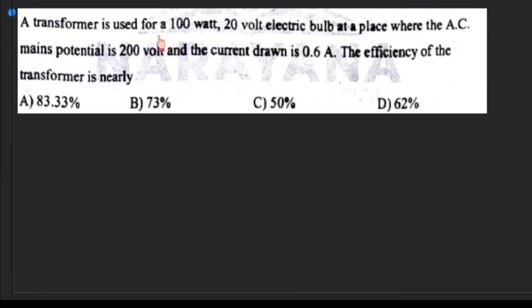Next one, this is a question from transformers. A transformer is used for a 100 watt 20 volt electric bulb at a place where the AC mains potential is 200 volt and the current drawn is 0.6 ampere. The efficiency of the transformer is nearly, right? So you know, efficiency of the transformer can be written as eta is equal to power output by power input. That is the efficiency formula.